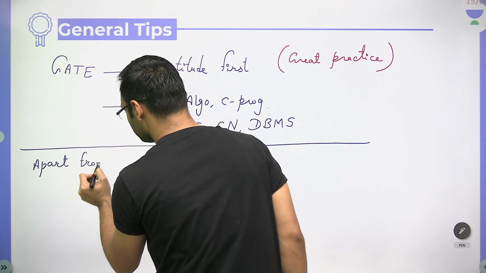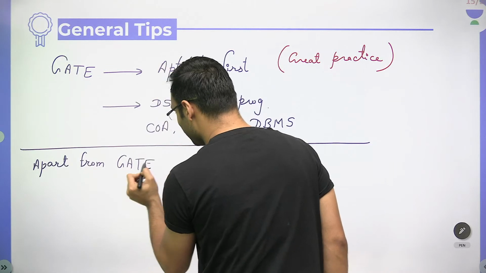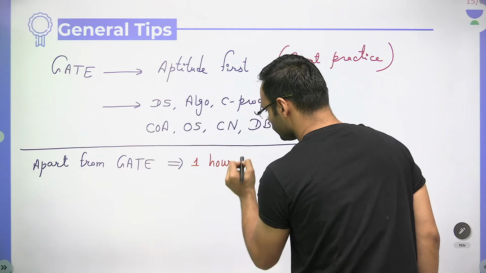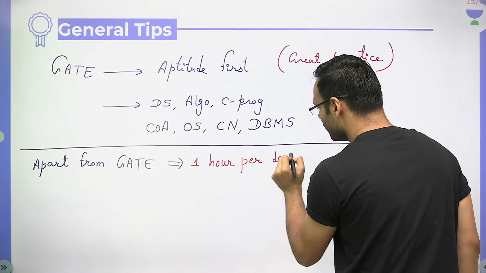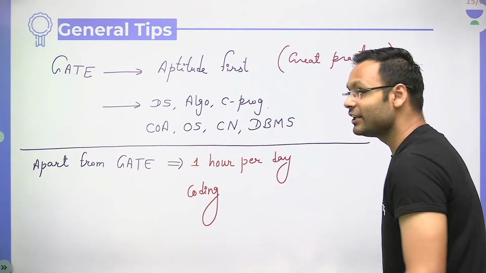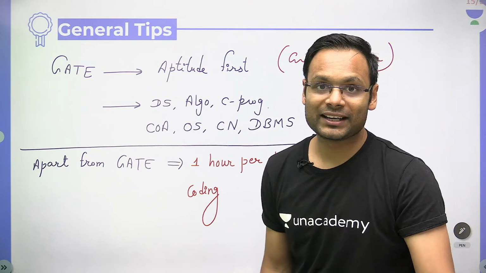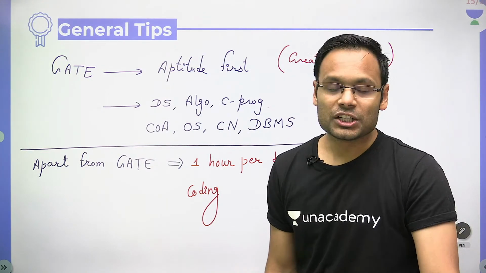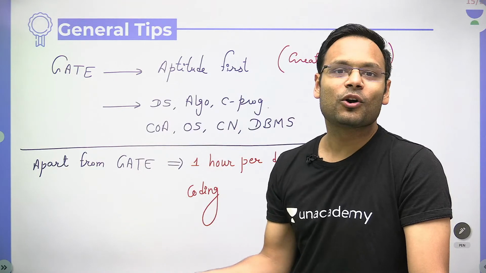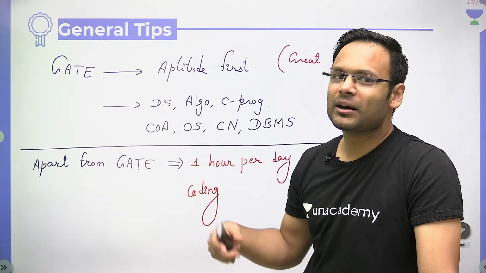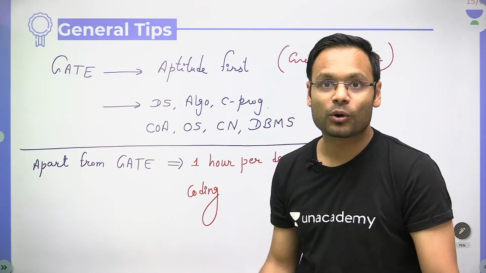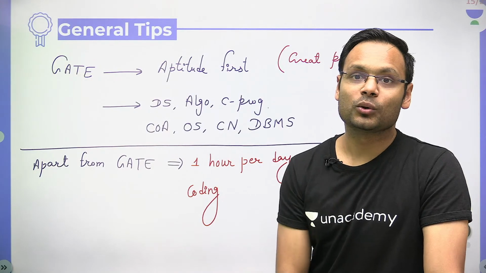Apart from GATE, what do you need to do separately? You need to do 1 to 2 hours per day of coding practice. If you are in third year or second year, you need to be very, very serious about your placement and GATE preparation. Because if you spend this year also the way you are spending your regular days, going to college, enjoying, coming back, learning nothing, remembering nothing, no coding practice, no seriousness about your own career, then you will struggle a lot to get a job.